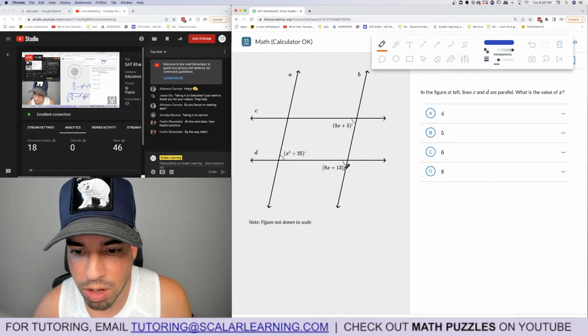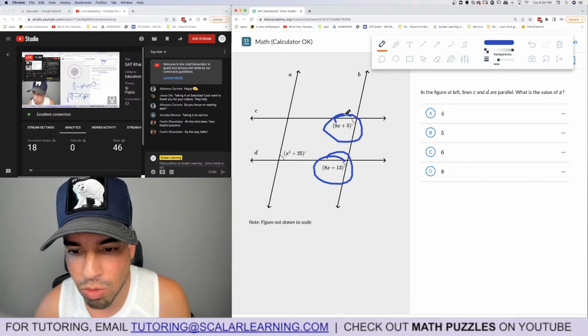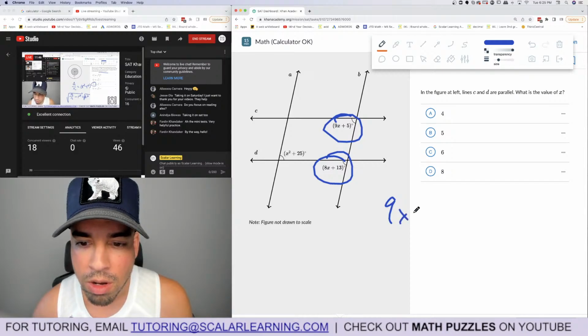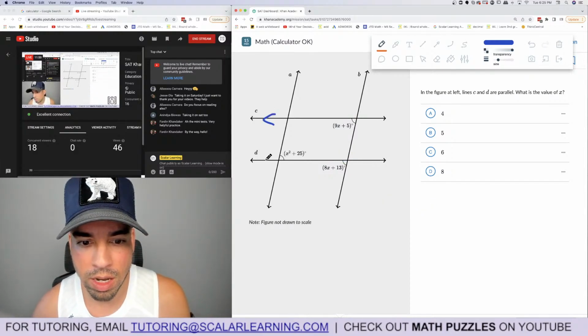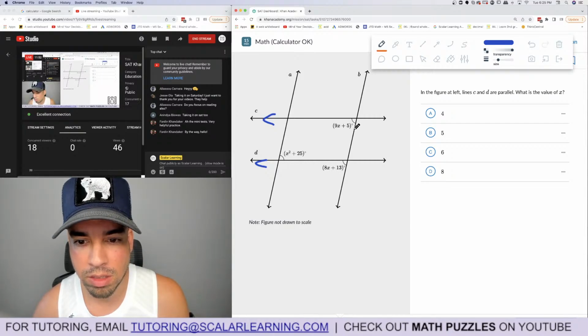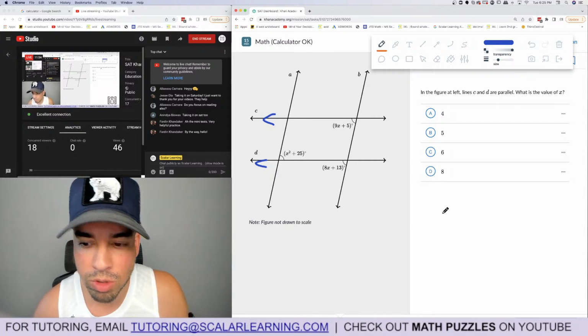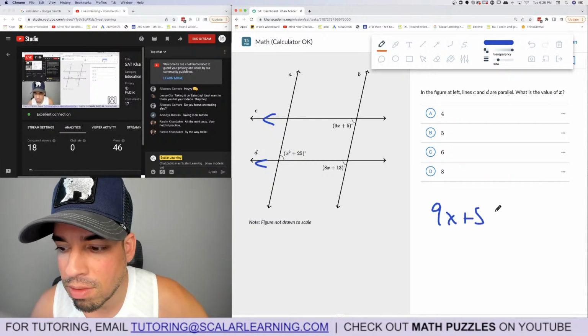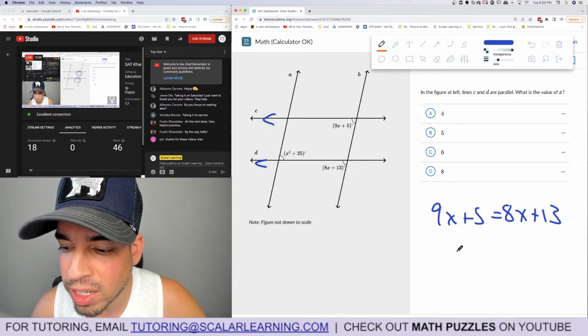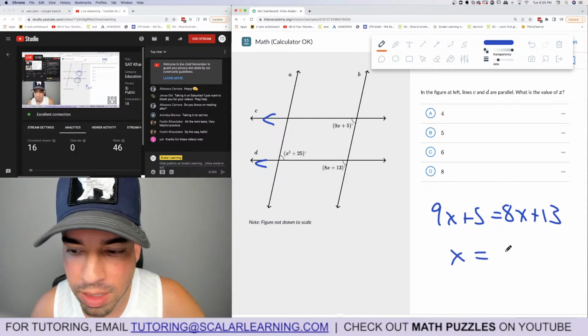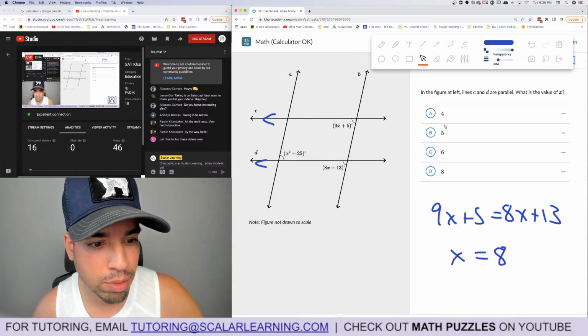C and D are parallel, meaning these two angles are equal because they're corresponding angles. Oh, wait, sorry. C and D. I didn't even notice. C and D. Yes. Okay, and this is the transversal, so those I was correct. So 9x plus 5 equals 8x plus 13. Subtract 8x, that's x. Subtract 5, that's 8. X equals 8. Boom, done.